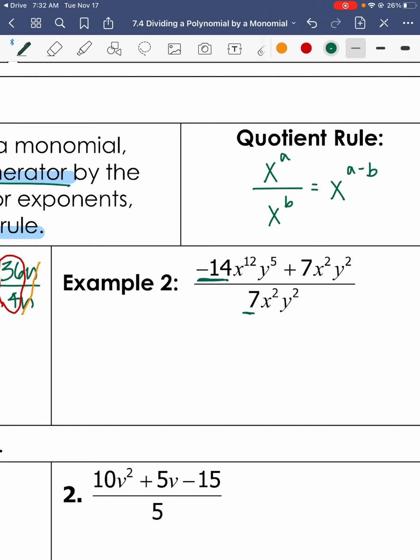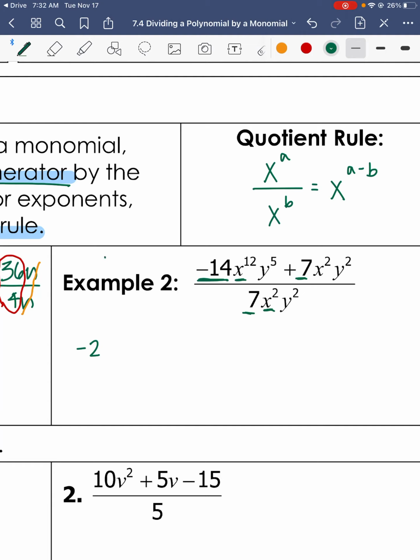So let's look at example number 2. First we want to look at just the coefficients and see what they're all divisible by. So negative 14 divided by 7, that will leave us with negative 2. And then 7 divided by 7, the second term here, that will leave us with 1, so we don't need to write it.